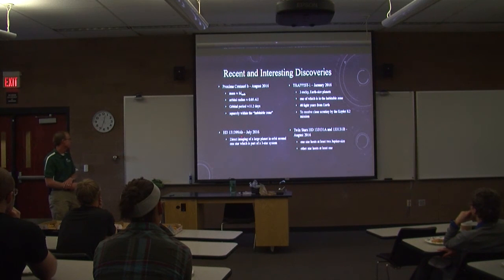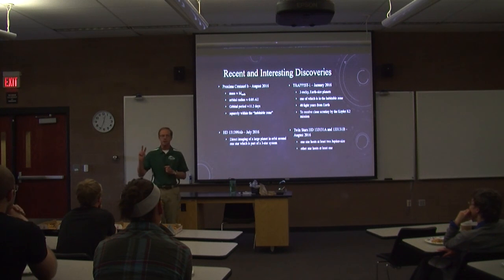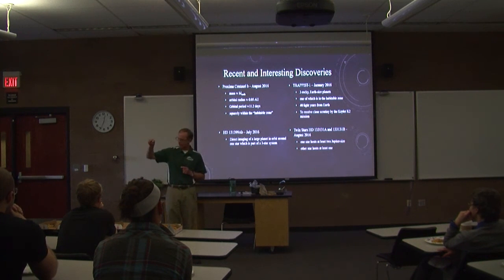HD131399AB. This was a direct imaging of a large planet in orbit around a star, which is one of a three-star system. So in this case, you have a pair of eclipsing binary stars over here. Then you have another star sitting over here, and they're all gravitationally bound to one another, and there's a large planet circling one of those stars, not the double star system out here.